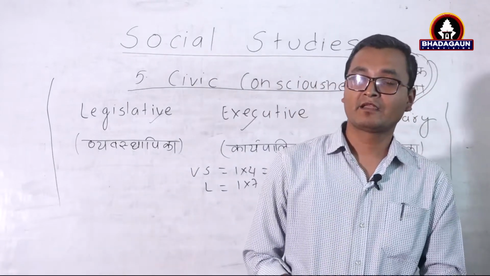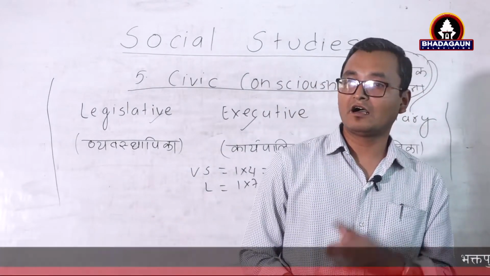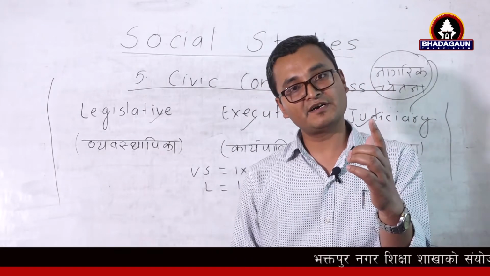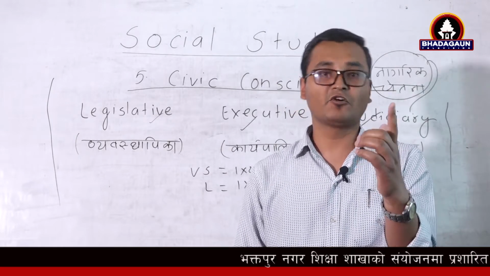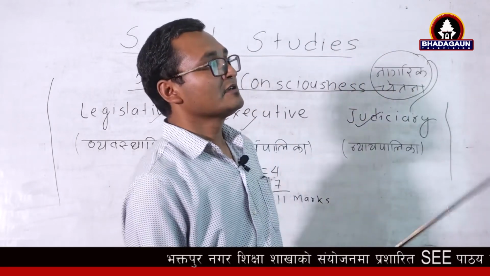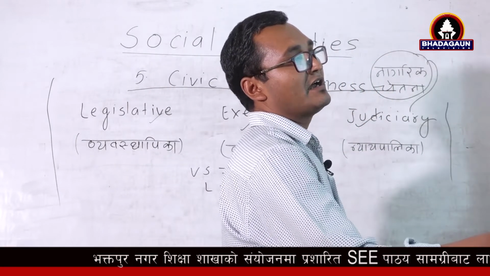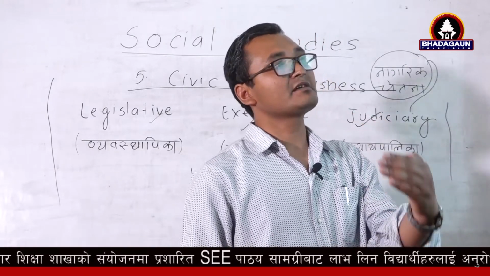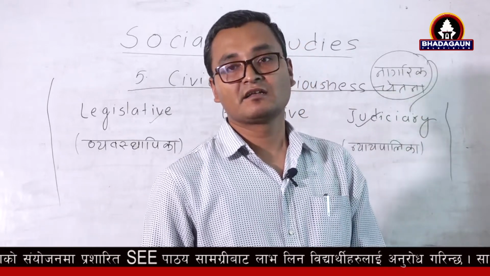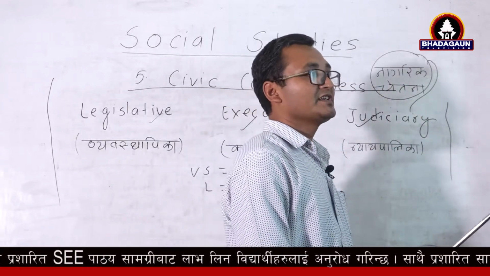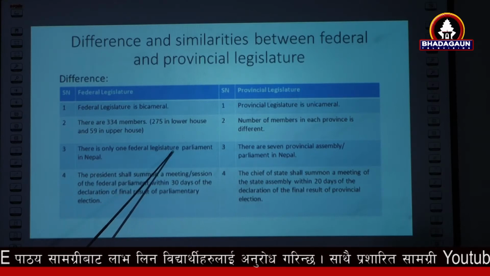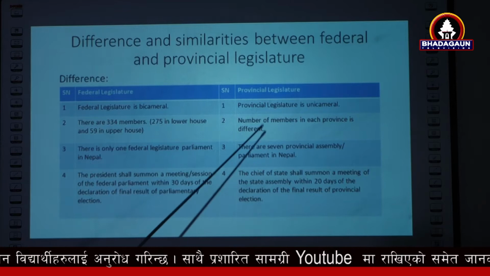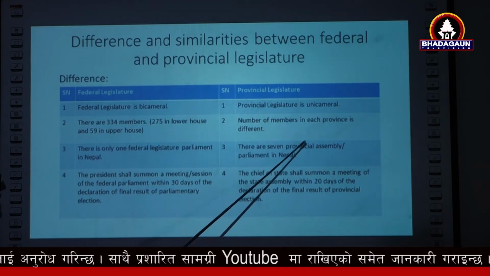In the same way, in province number 6, it means Karnali. How many members? You know, 40, yes. It means members in each province are different, we have 7 provinces. And number 3, there is only one federal legislature, parliament in Nepal. एउटा देशमा एउटा मात्र संघीय व्यवस्थापिका हुन्छ भनेपछि हामीसित 7 वटा प्रान्त छ भने 7 वटा प्रदेश सभा हुने भइहाल्यो.